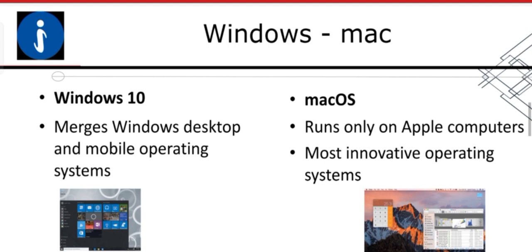These are the operating systems. So let's deeply learn about this. Windows 10 merges Windows desktop and mobile operating system. It's almost the same. Mac OS runs only on Apple computers, the most innovative operating system.